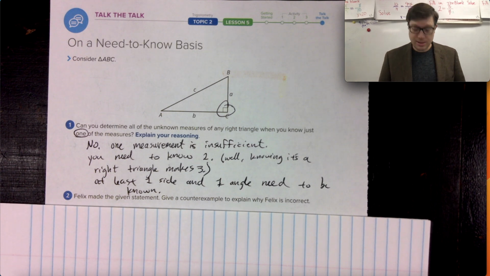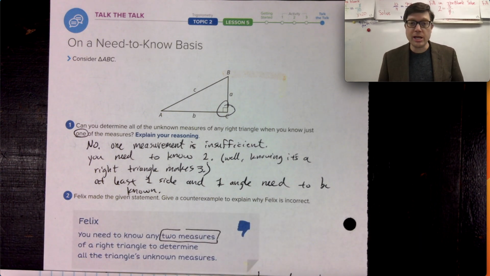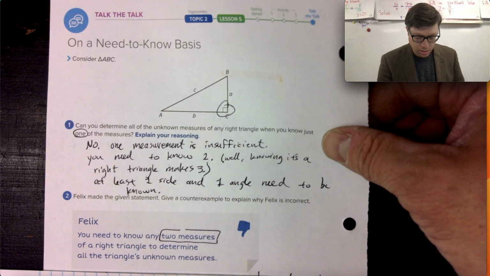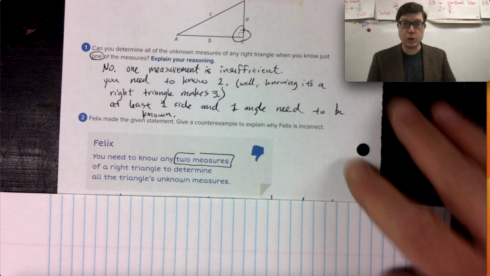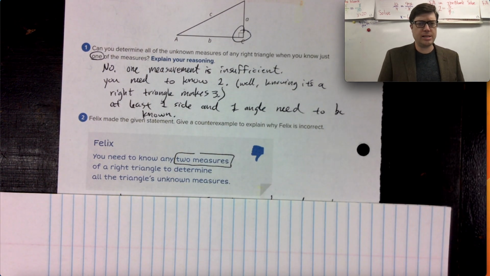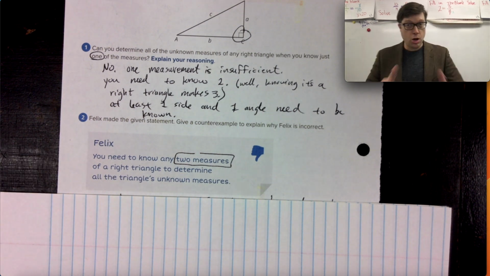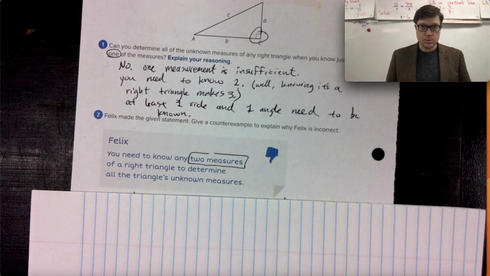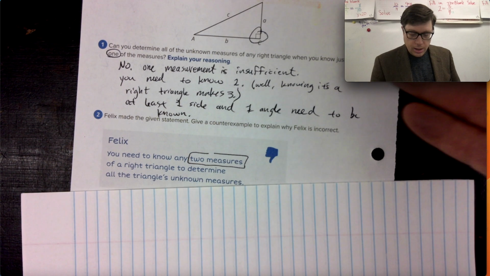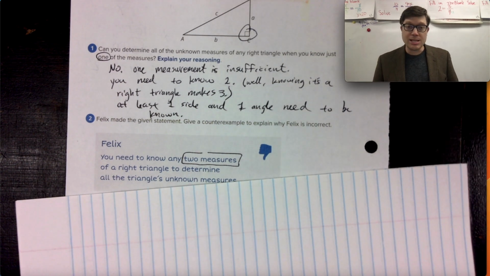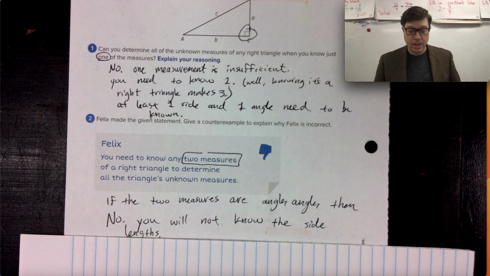So Felix made a statement, and we're going to give a counter example to explain why Felix is incorrect. Felix says you need to know any two measures of a right triangle to determine all the triangle's unknown measures. That's wrong. It's not all the way wrong, but it's definitely insufficient. For Felix's statement to be corrected, he needs to be more clear.